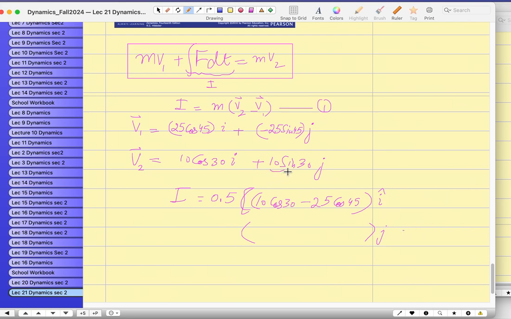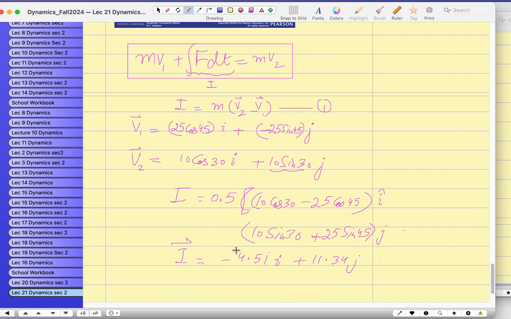So this is the v2. I'm going to write down this component first. Minus, this minus and this minus becomes plus. So I'm going to write down plus 25 sine 45. And you can help me with the resolution. So you should get minus 4.51 i unit vector and plus 11.34 j unit vector.